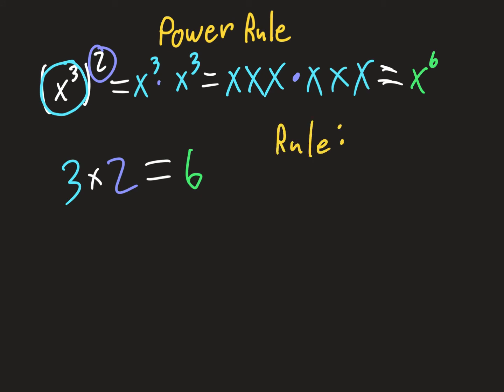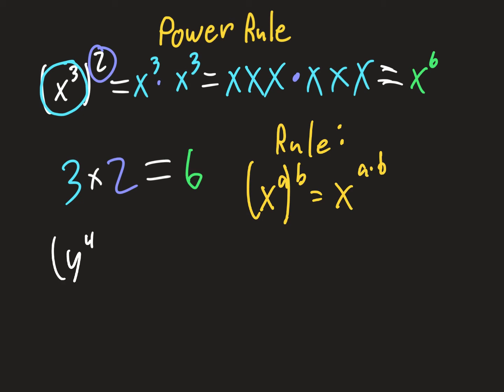That means that x to the a, the whole quantity raised to the power of b, will give you x to the a times b. Let's try this with another example. Y to the fourth raised to the third power.